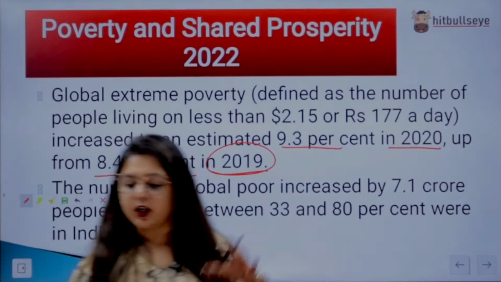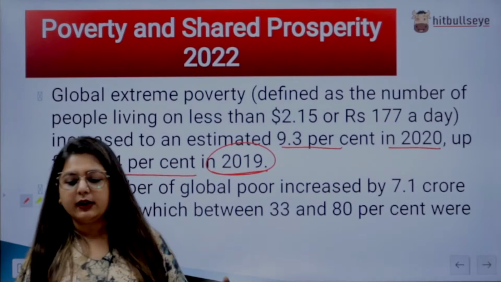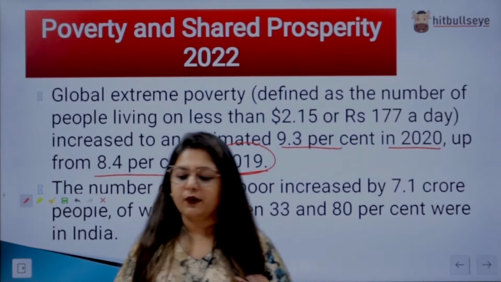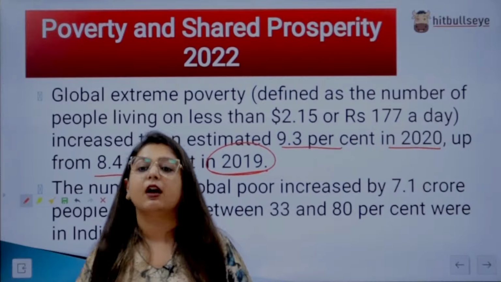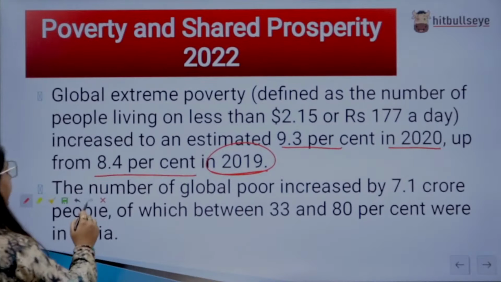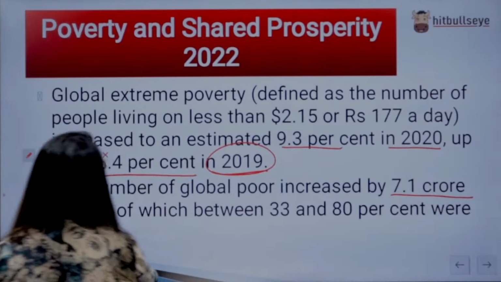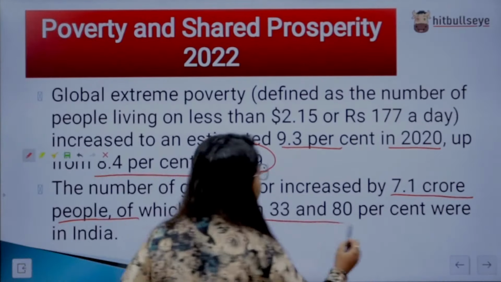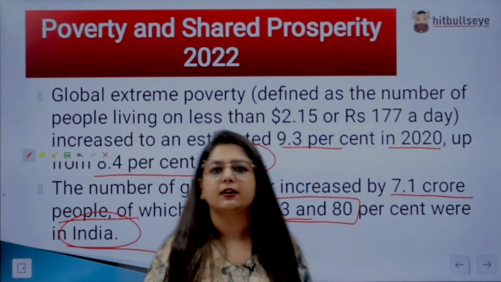So according to the World Bank's report, as I had just mentioned, the number of global poor has increased by 7.1 crore people, of which between 33 to 80% are actually from India. So this is again a big report. If there are 7.1 crore people who are considered as poor, then between 33 and 80% of the poor are living only and only in India.